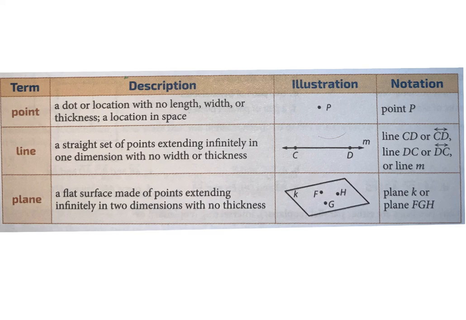And then they say plane: a flat surface made of points extending infinitely in 2 dimensions with no thickness. All right, so planes have no thickness. So now if we go back to space, after they've defined a dot as a location in space, we actually find that space is part of that.